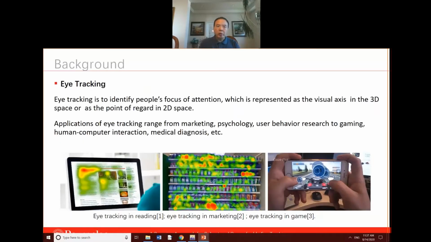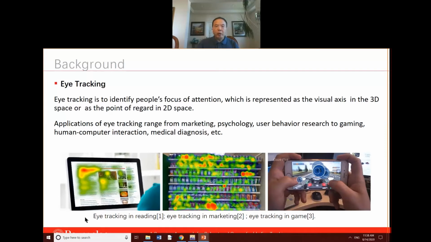As we know, the goal of eye tracking is to identify a person's focus of attention, which is represented as the visual axis in 3D space and as a point of regard in 2D space. Eye tracking has many applications, including marketing, psychology, user behavior research, gaming, human-computer interaction, and medical diagnosis.